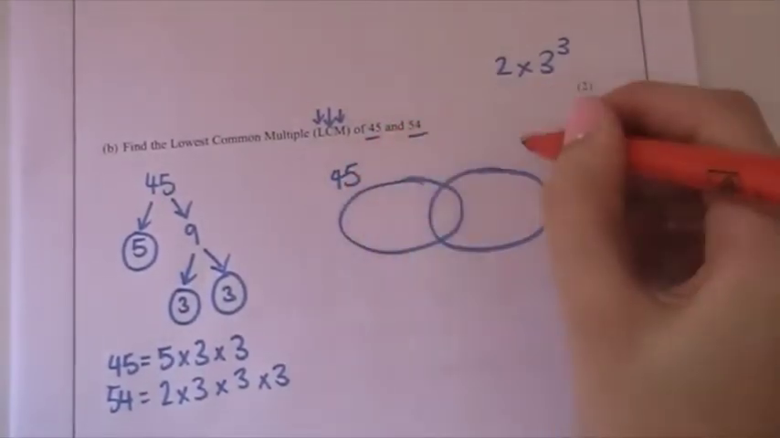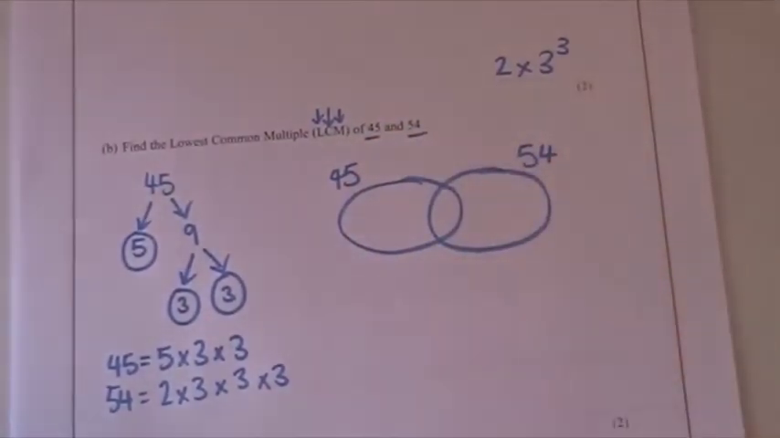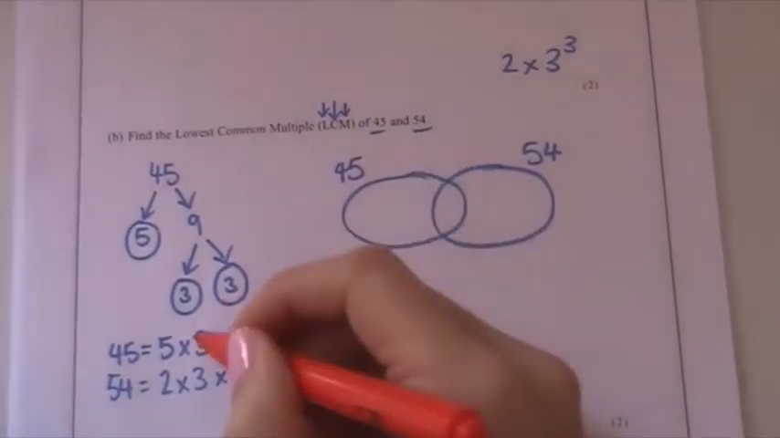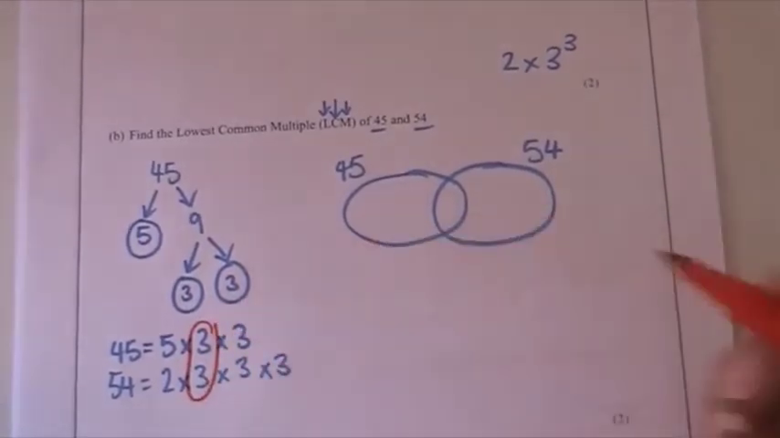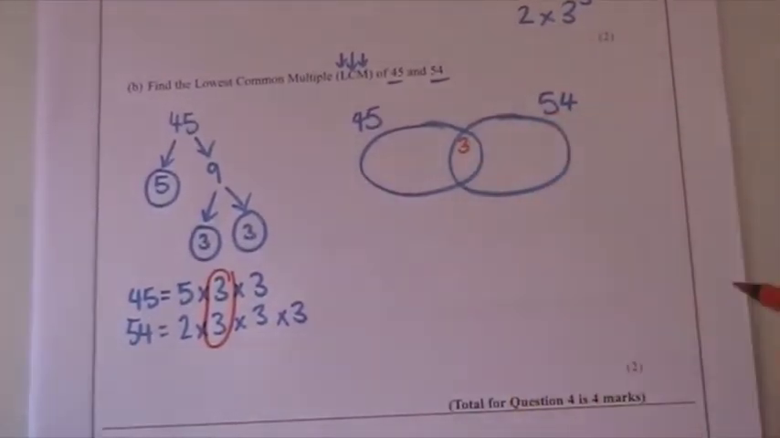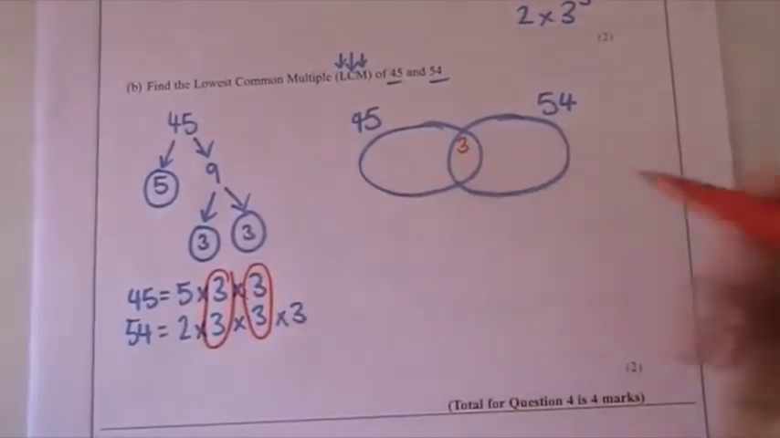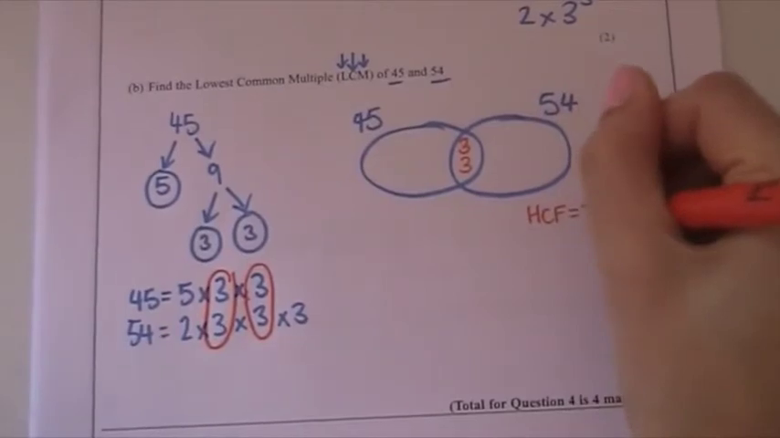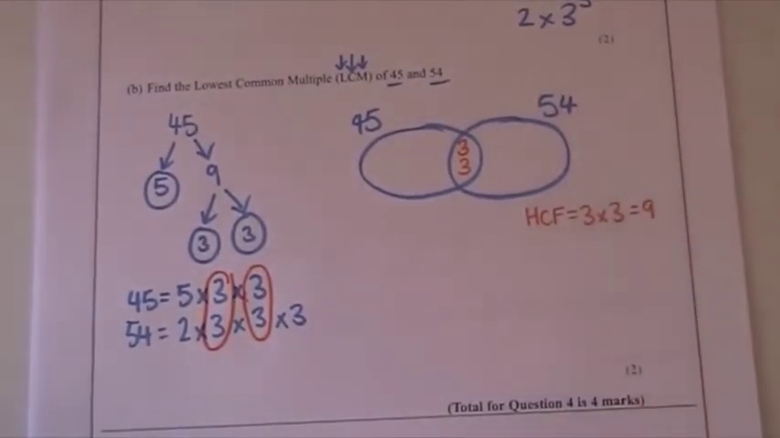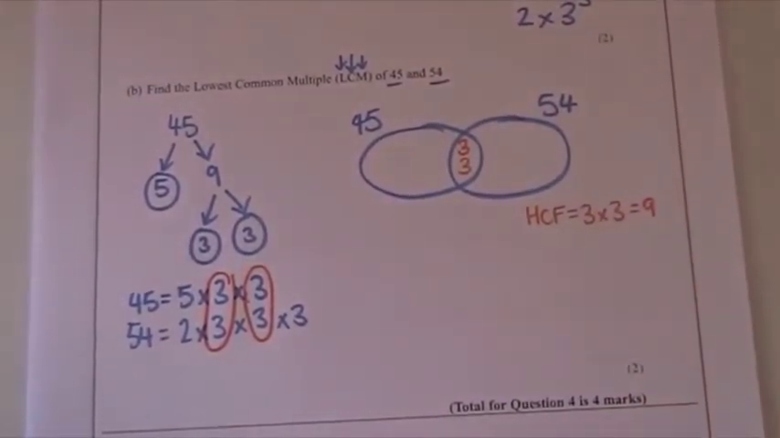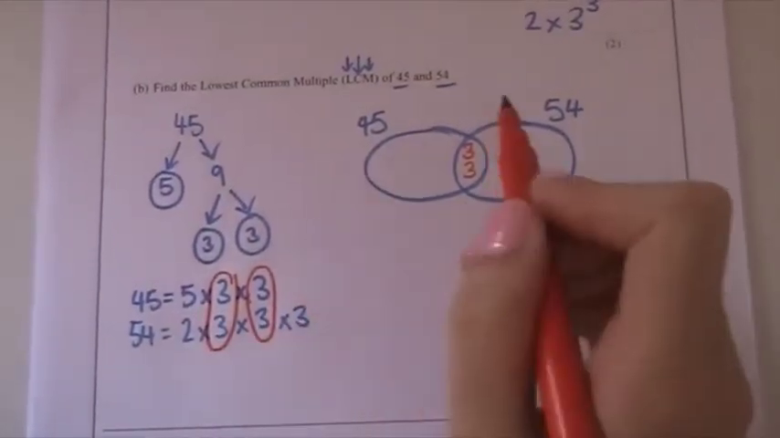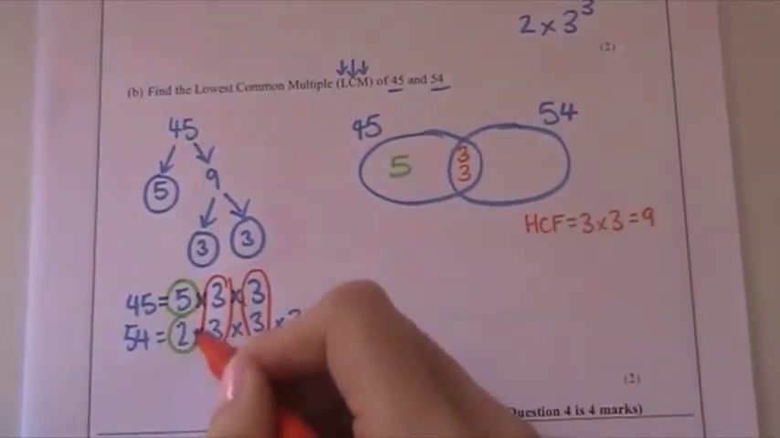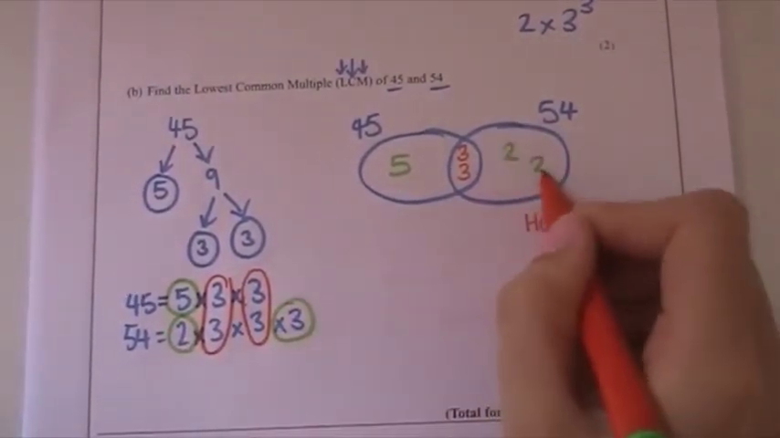So 45 and 54. Now remember, any numbers that appear in both we put in this middle overlap section. So for example, they both have a 3 here, so we can place that in the middle, and they both have another 3 as a factor, place that in the middle. If we were working out the highest common factor, that would be that middle section. The question is asking for the lowest common multiple. So with our remaining numbers, we need to put them into our Venn diagram. So for 45, they've got 5 left over, and for 54, we've got the factors of 2 and 3.